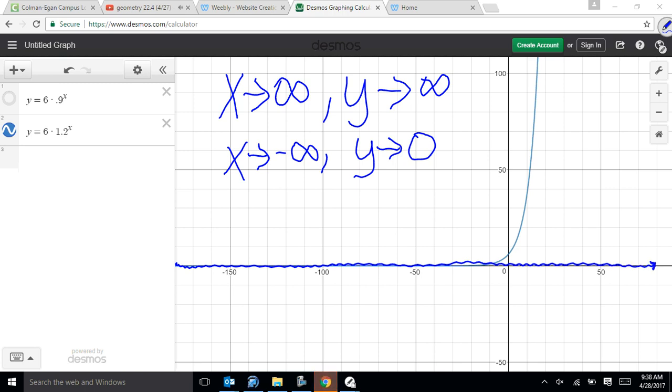An asymptote is essentially a wall. You put it up, and things can't cross it, right? What if they do cross it? You don't find a way.